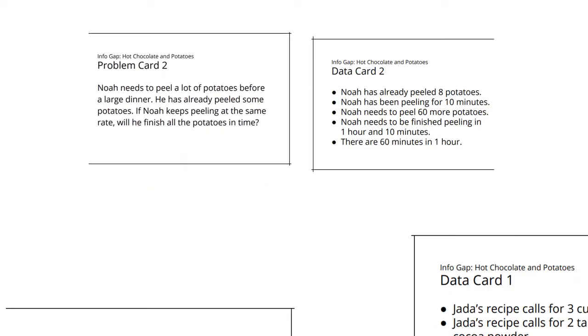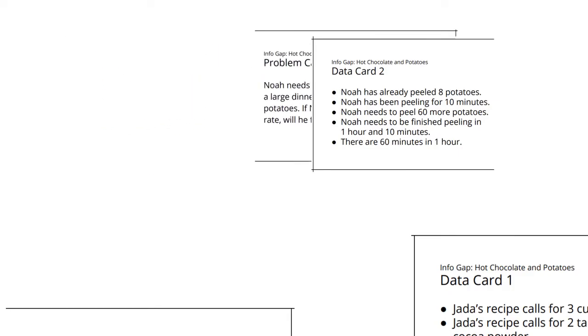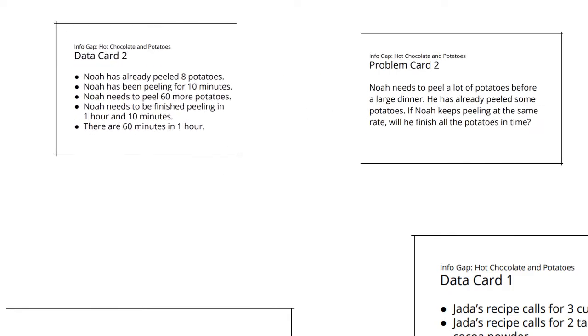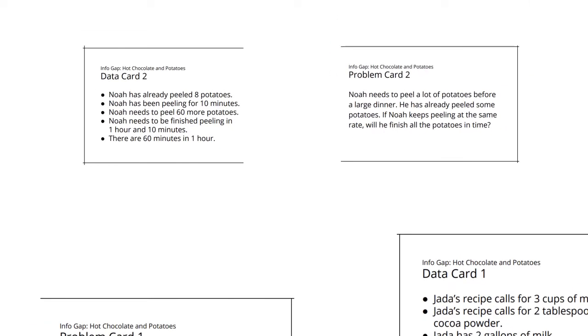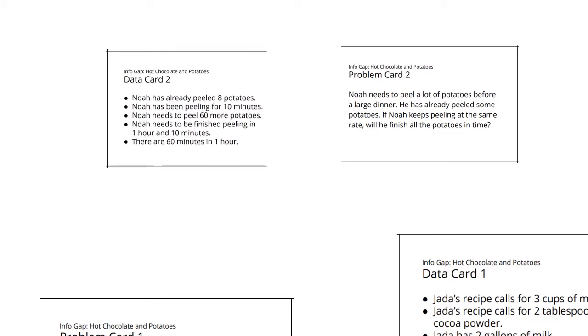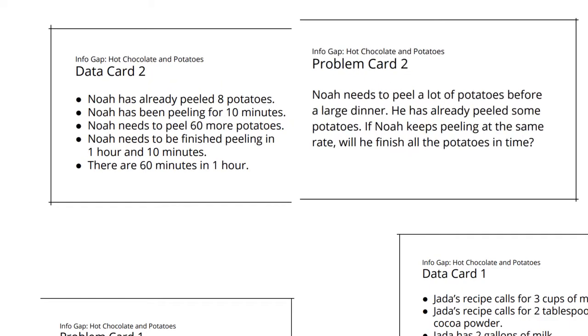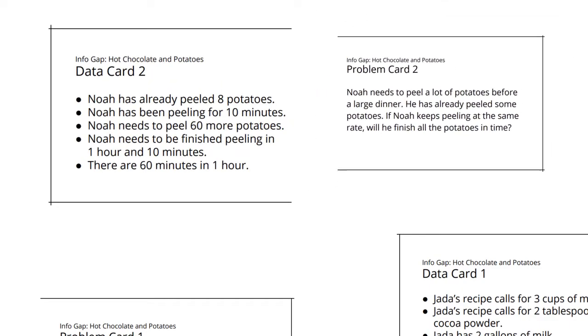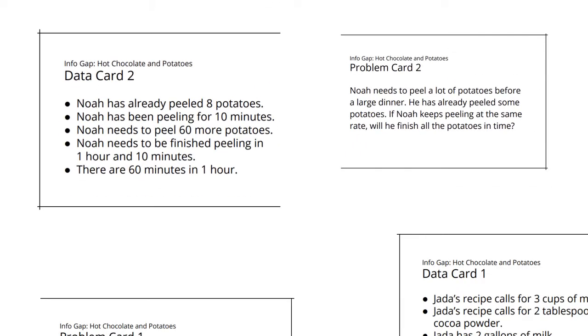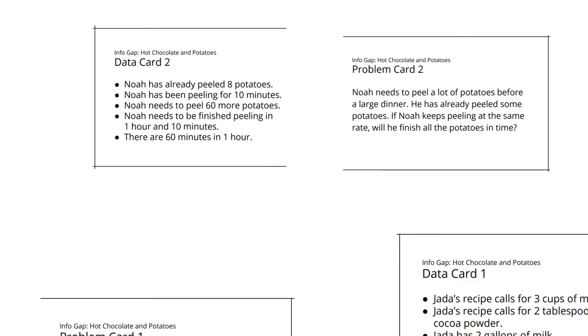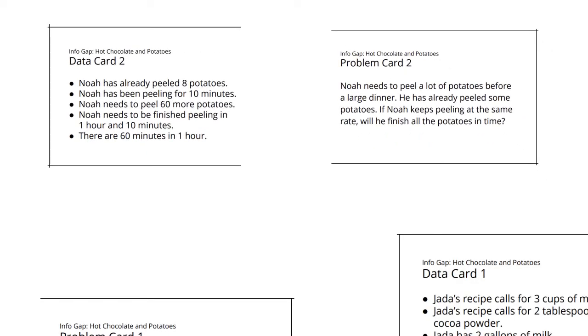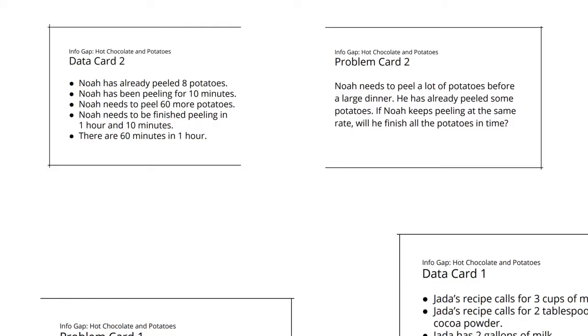And then we switch roles. So the kid that used to be the problem kid is now the data kid. And the kid that used to be the data kid is now the problem kid. And we have another conversation, but this time, this child is the problem child talking to the data child. And they have a second academic conversation trying to solve this new problem. So that is how the information gap is conducted.